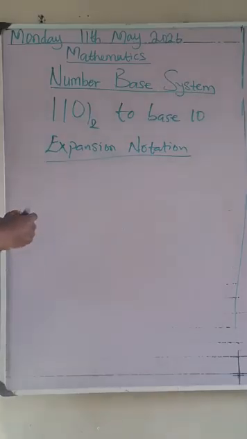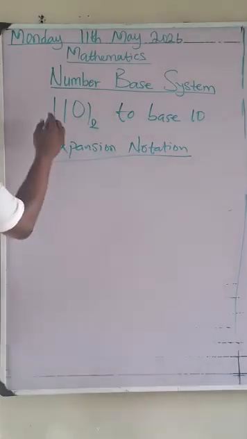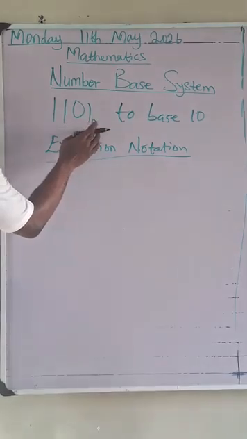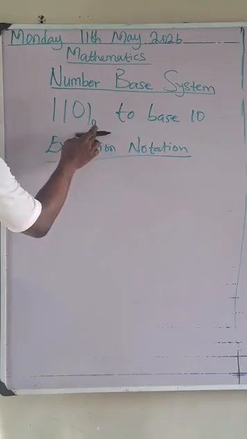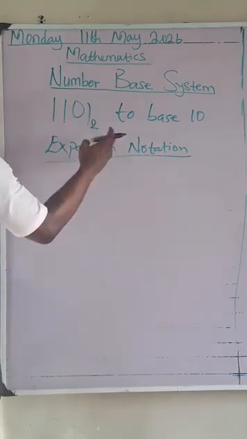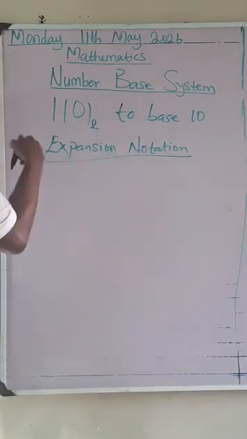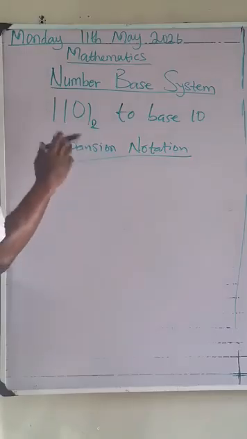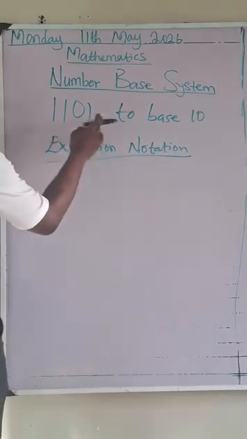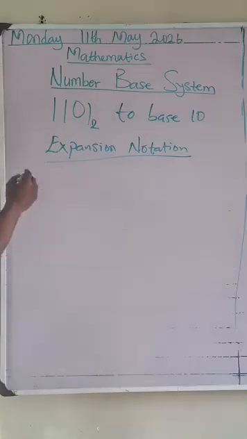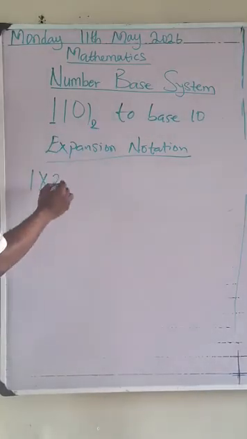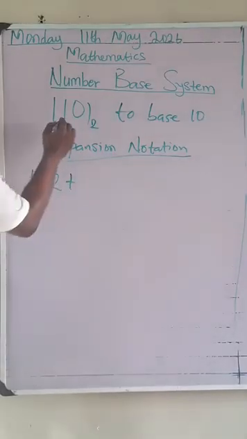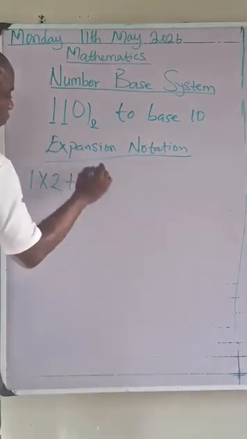But what you need to do, to expand it, is multiply each of the digits of the given number by base 2. Then add them together and also focus on the power. Those are the 3 steps you're going to take. The first thing is to expand it by multiplying each digit by the given base. So, 1 times the base, plus 1 times the base.